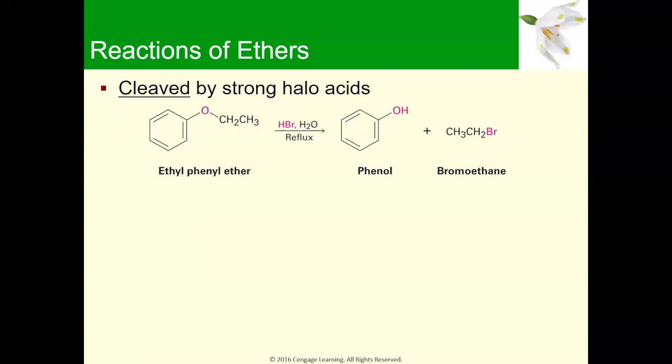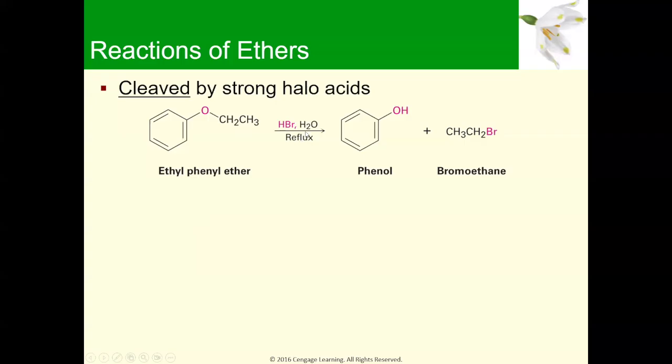So let's review how we break an ether apart. This is the most common reaction talked about with regard to ethers, how to split them into two pieces. And we do that with a strong halo acid. So they're cleaved by strong halo acids. So you take an ether and you just essentially boil it. Remember, that's what reflux means. You reach the boiling point with a condenser, so it doesn't all boil away.